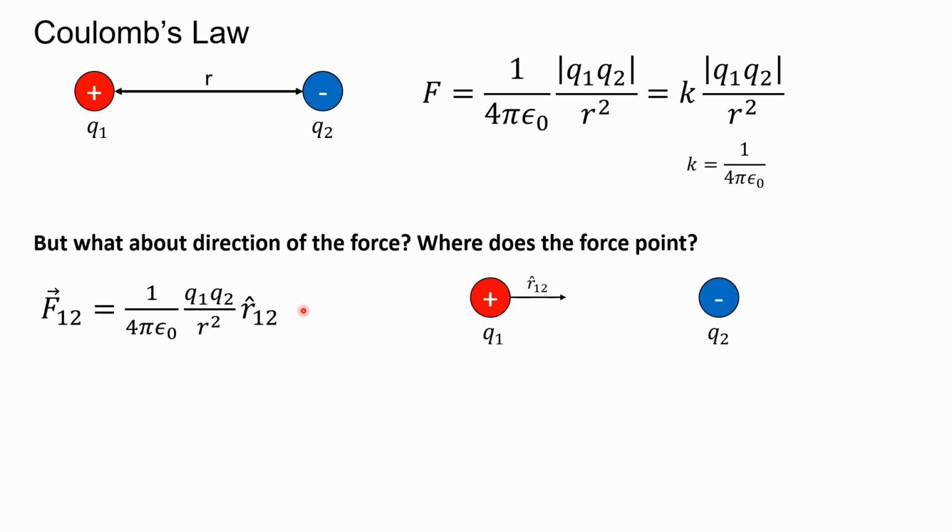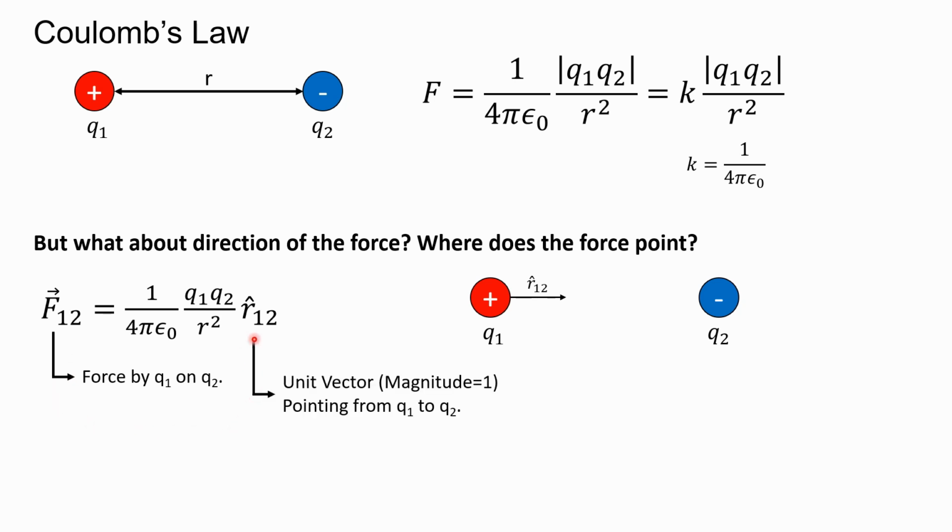So what do each of these vectors mean? It can be a little bit confusing with the notation, but we'll break it down. So F12, you read this as the force by Q1 on Q2. So we have two particles, Q1 and Q2. The force by Q1 onto Q2 is given by the vector F12. Then R12 is the unit vector, so it has a magnitude equal to 1, pointing from Q1 to Q2. So R12, the unit vector, is given here in this problem, pointing from Q1 to Q2, and is given by the unit vector R12.